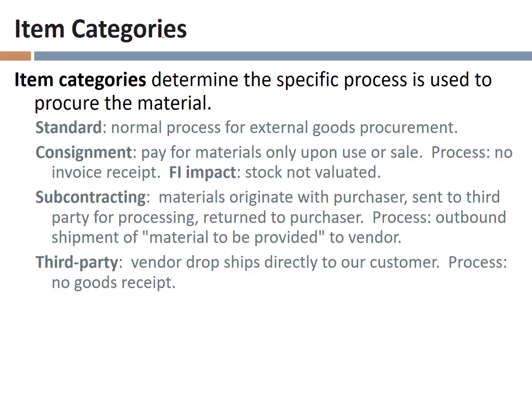Third party. This is more commonly called by a lot of people drop shipping. The internet has made this method of doing business very, very common. In drop shipping, we buy something from a vendor, but the vendor does not ship the item to us. The vendor ships it to one of our designated customers.